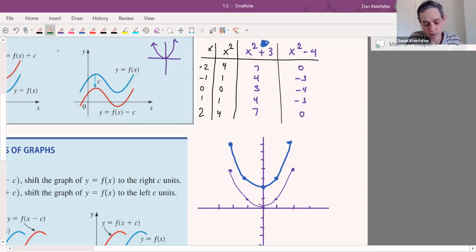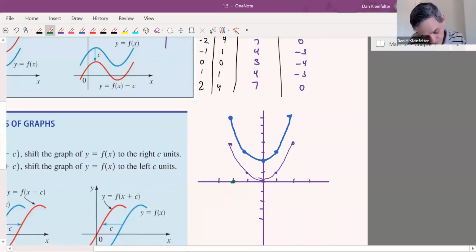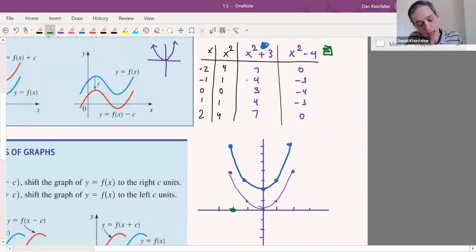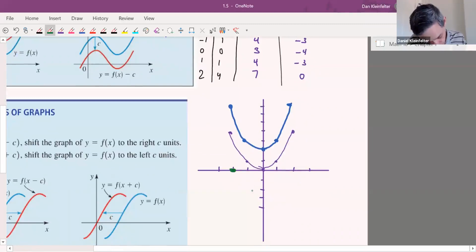For x squared minus 4, let's draw in those points. We'll have -2, 0. And then -1, -3, 0, -4, 1, -3, and then 2, 0.